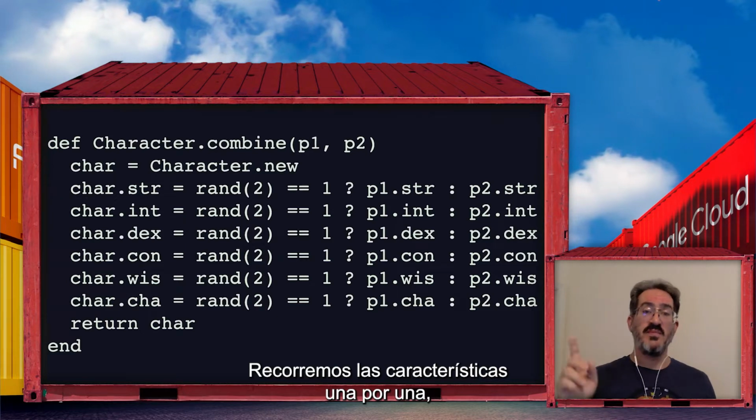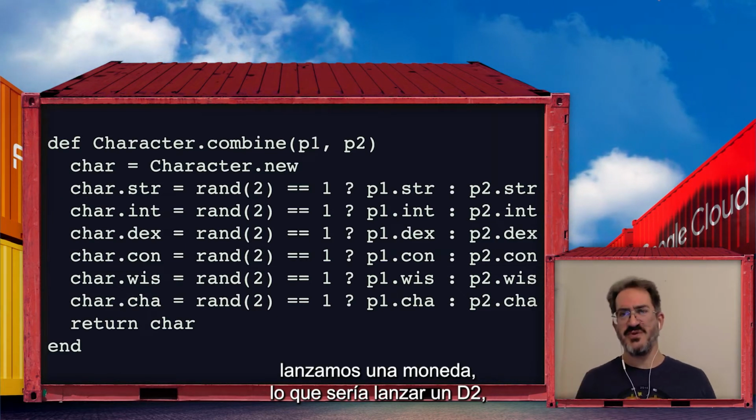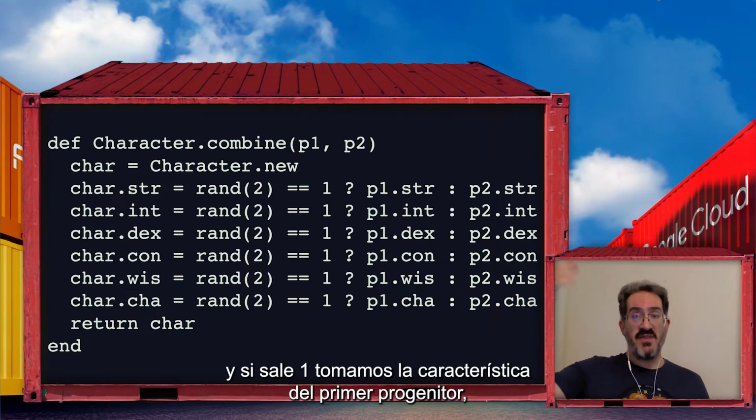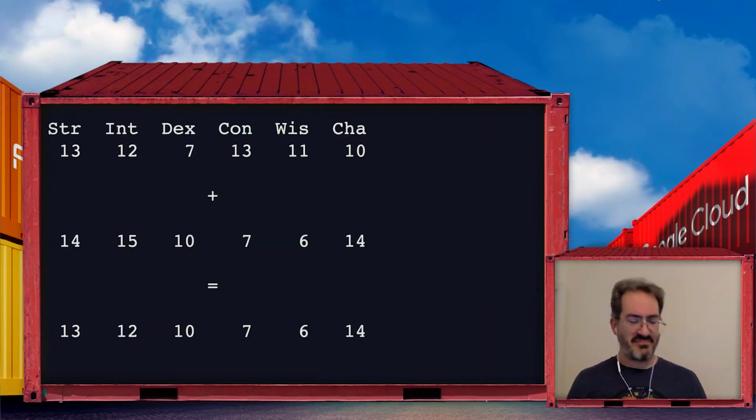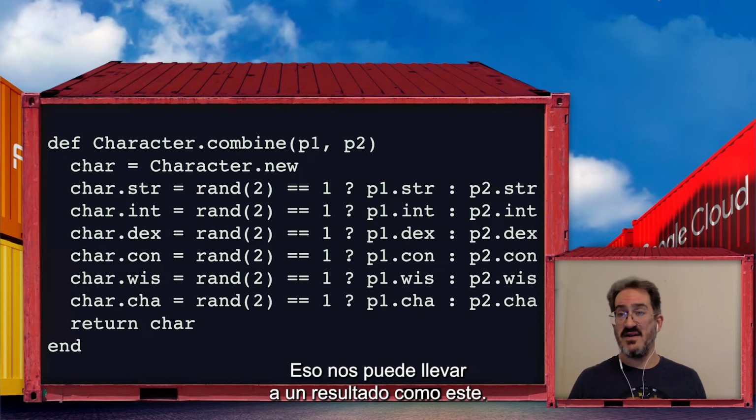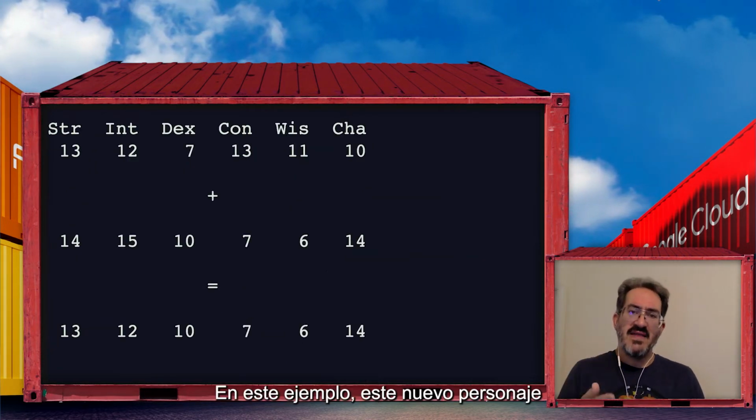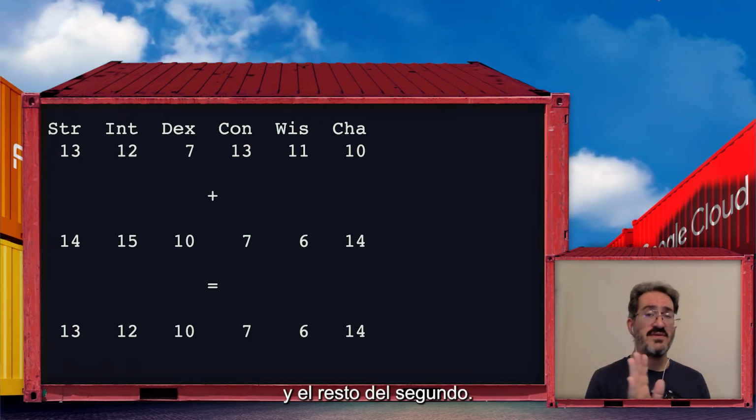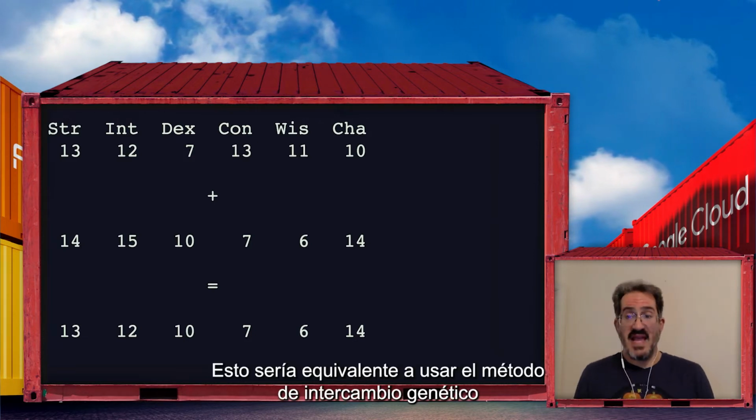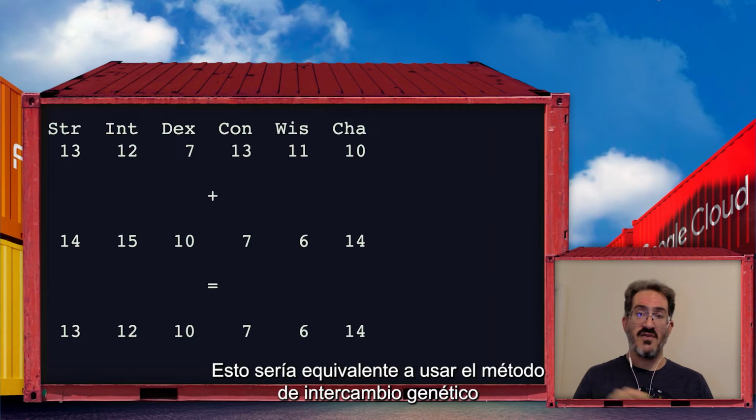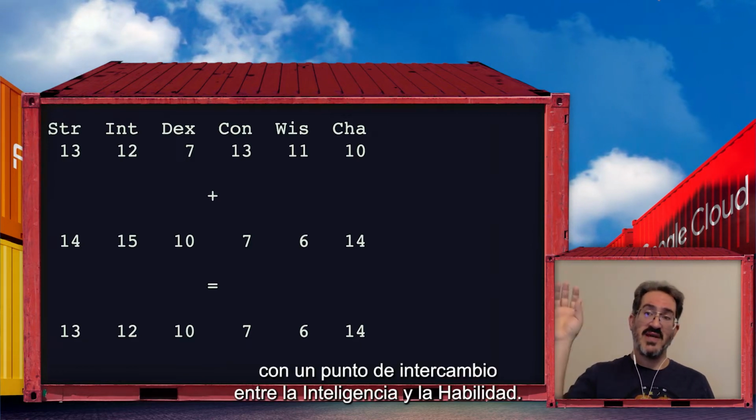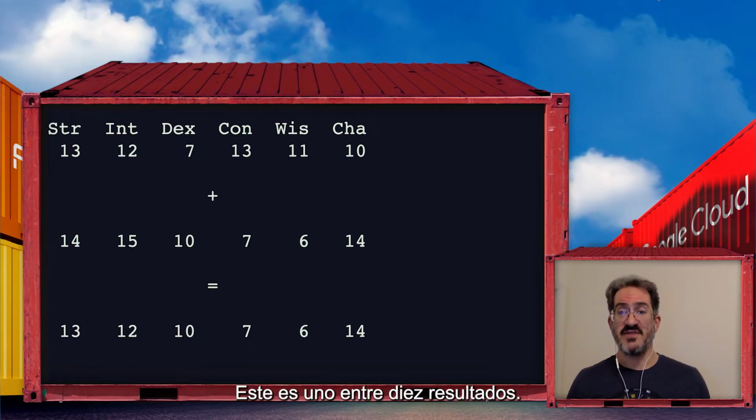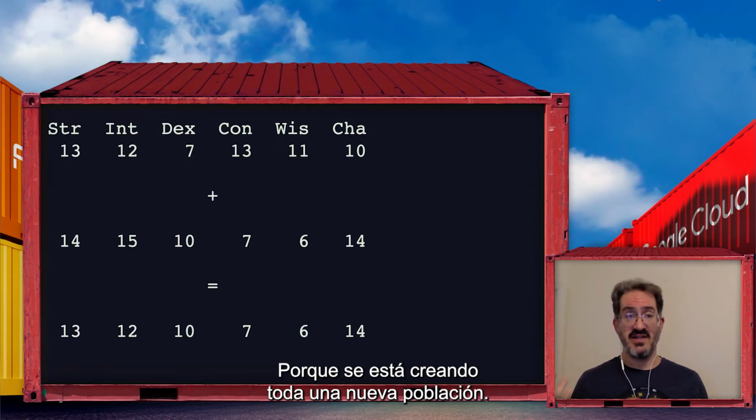You go through the stats one by one, flip a coin, which we used to call rolling a D2, and if it comes up 1, we get that stat from the first parent, else we get it from the other parent. Oops. That gets us a result that might look like this. In this example, this new character got the strength and intelligence of the first parent and everything else from the second parent, which is the same as if we were using the crossover method, with the crossover point being between intelligence and dexterity. This is just one of 10 results, because we're making a whole new population like so.